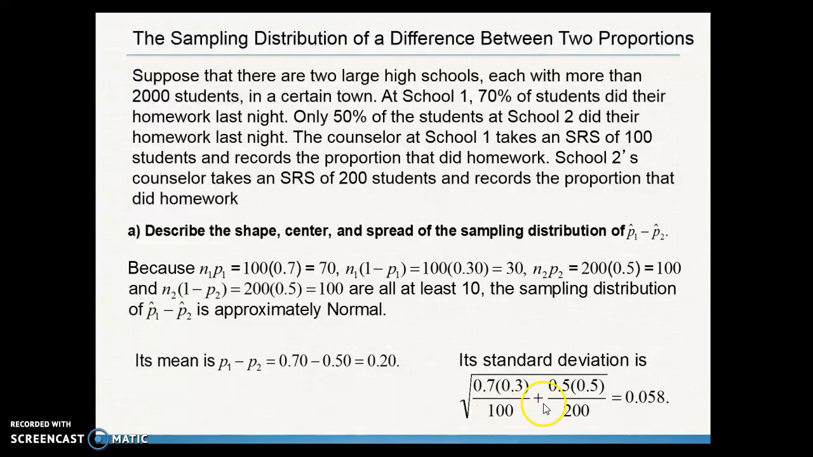And then your standard deviation is that formula we talked about. 0.7 times 0.3, this is the first population proportion, over 100, and then the second one is 0.5 times 0.5 divided by 200, because that's your second proportion, and that gave us the 0.058 we were looking for.